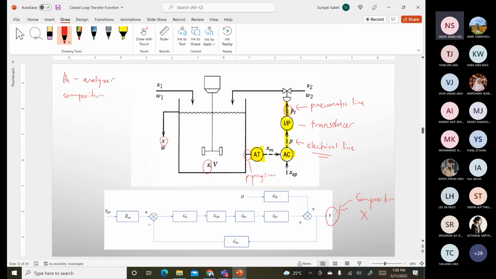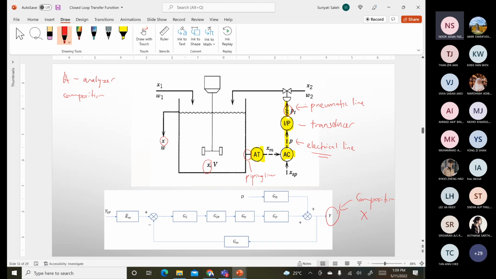Then the transducer will switch the information from electrical data into the flow rate. So this is what we call the pneumatic line. The function of the transducer normally is to change the signal from electrical into pneumatic data. So this is another form of configuration of the control loop.